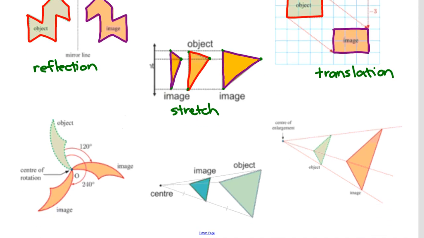Let's see what other kinds of transformations we have here. So on the left, we have our object. And again, we've got a few different versions of images. So after one transformation, it was here. So what kind of transformation would we call that? It's not an enlargement or a reduction, it's still the same size. Not necessarily a reflection, because the purple image is not a mirror image of the red object. So what would it be? An angle of 120 degrees gives you a clue. It's a rotation. So that kind of transformation is a rotation.